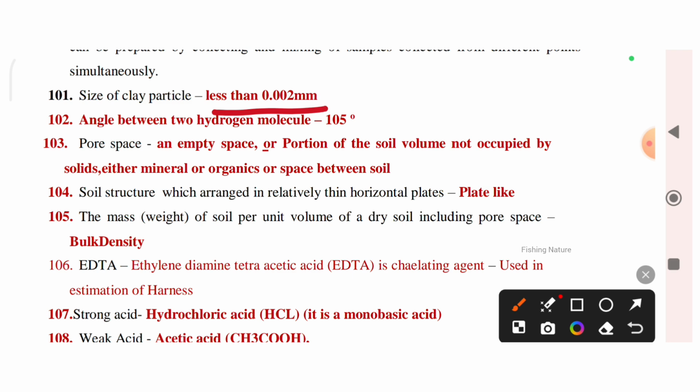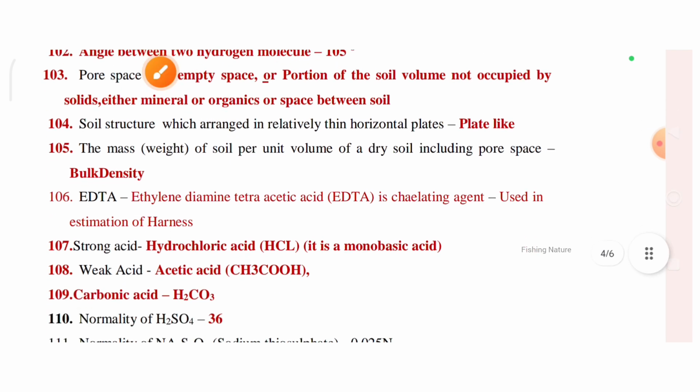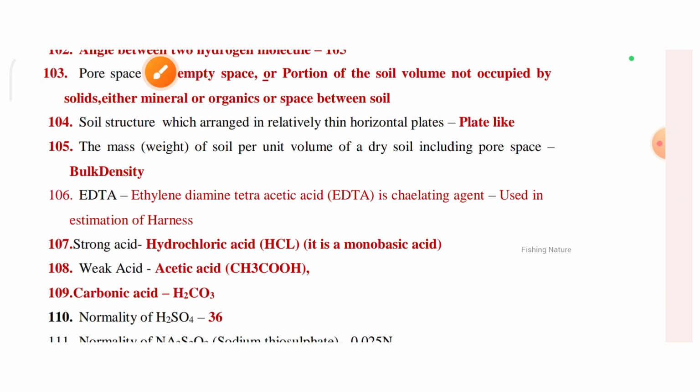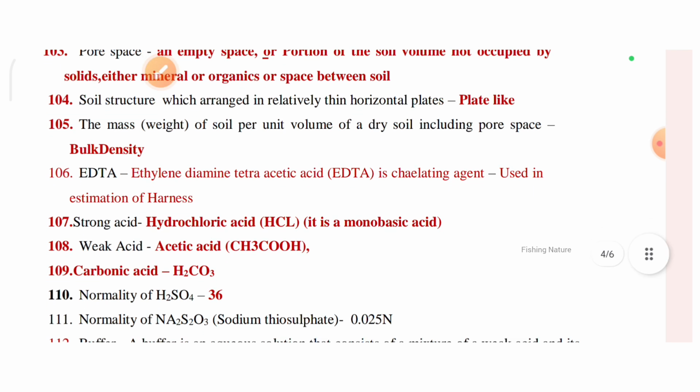Next is the size of the clay particle, meaning the size of clay is less than 0.002 mm. The angle between two hydrogen atoms is 105 degrees. Pore space is the empty space. Soil structure which is arranged in relatively thin horizontal plates is the plate-like soil structure.